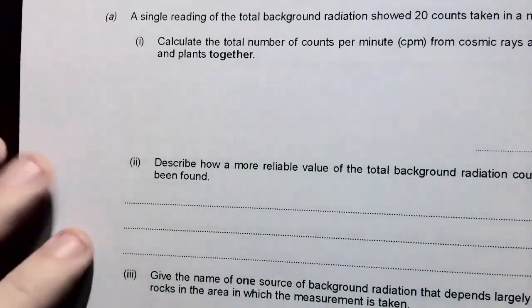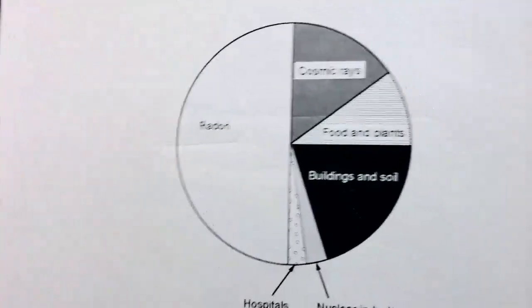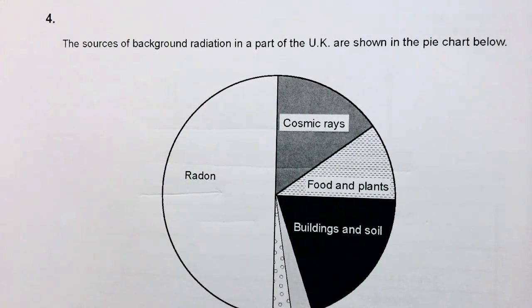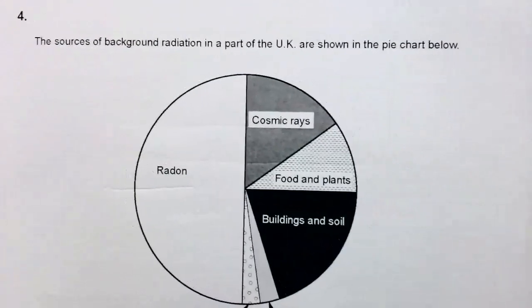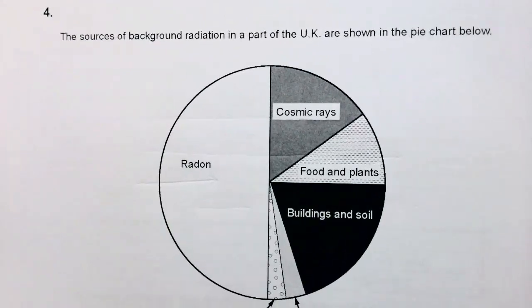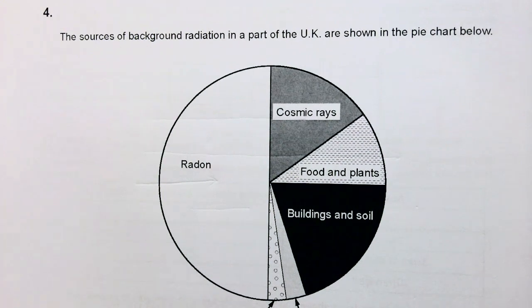Next question is to do with background radiation, which again we haven't discussed yet, but this is the radiation that's around us all the time. Quite commonly you see these pie charts popping up in questions, and here we can see the breakdown of the different sources of background radiation that are present in the UK today. The pie chart obviously represents the proportions of those sources.